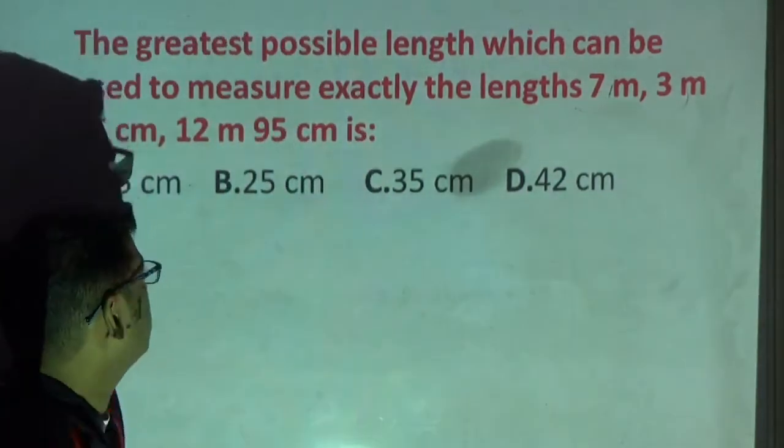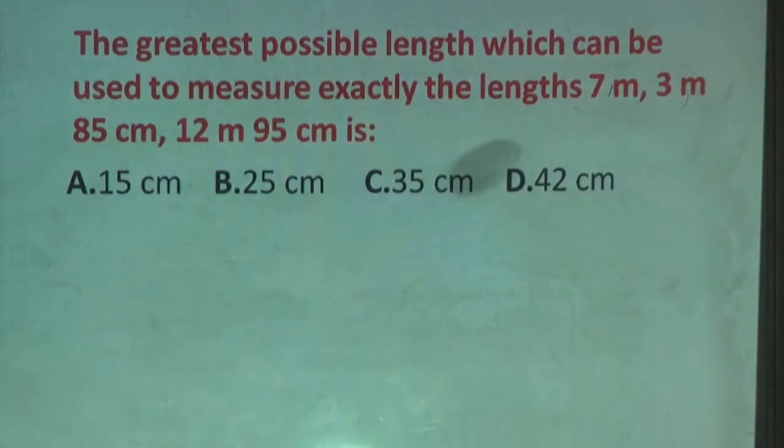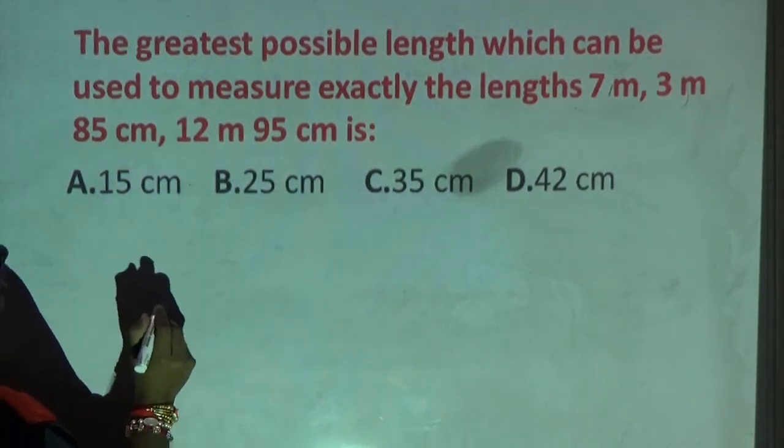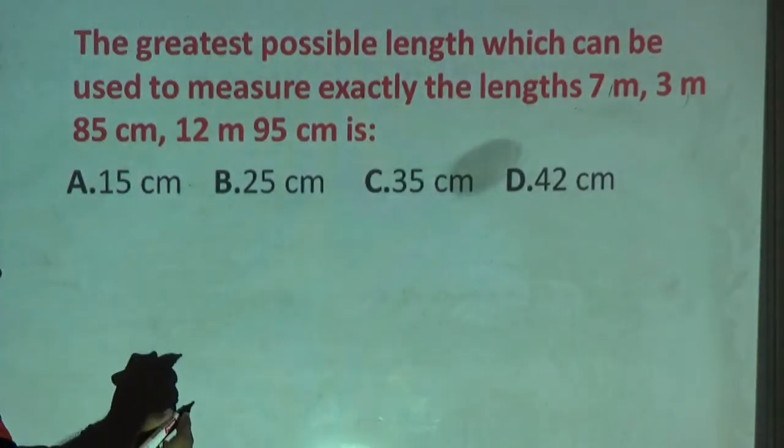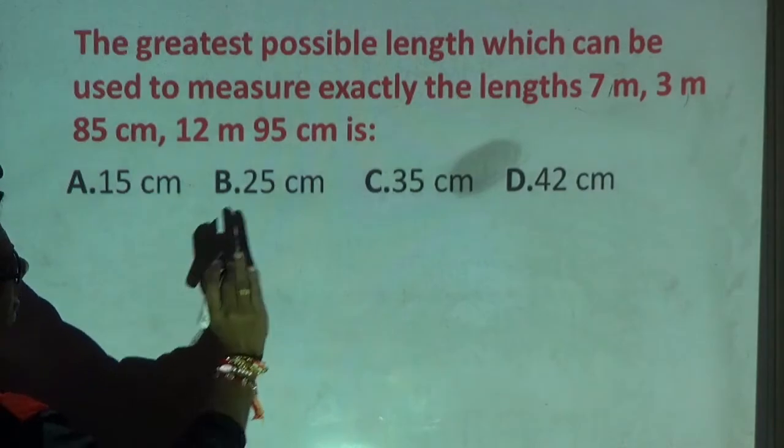Okay, now please observe here. The greatest possible length which can be used to measure exactly the lengths 7 meter, 3 meter 85 centimeter and 12 meter 95 centimeter is what they are asking. Please observe here. See, options are in centimeter, right? Options are in centimeter. So they have given three lengths.